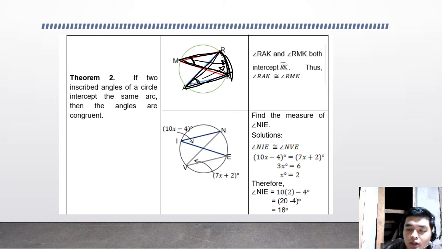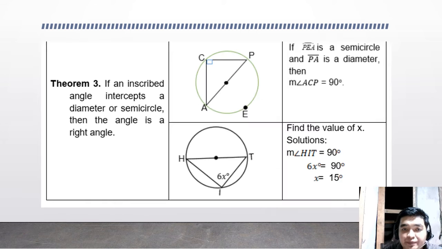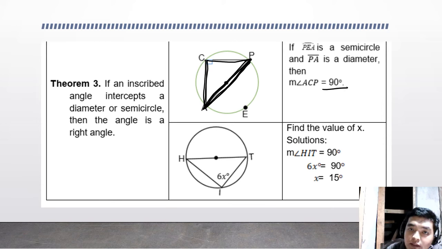Okay, theorem 3: if an inscribed angle intercepts a diameter of a circle, then the angle is a right angle. If PEA is a semicircle and PA is a diameter, then this is the diameter and this is our inscribed angle. So the explanation for why we have 90 degrees starts from this diameter.